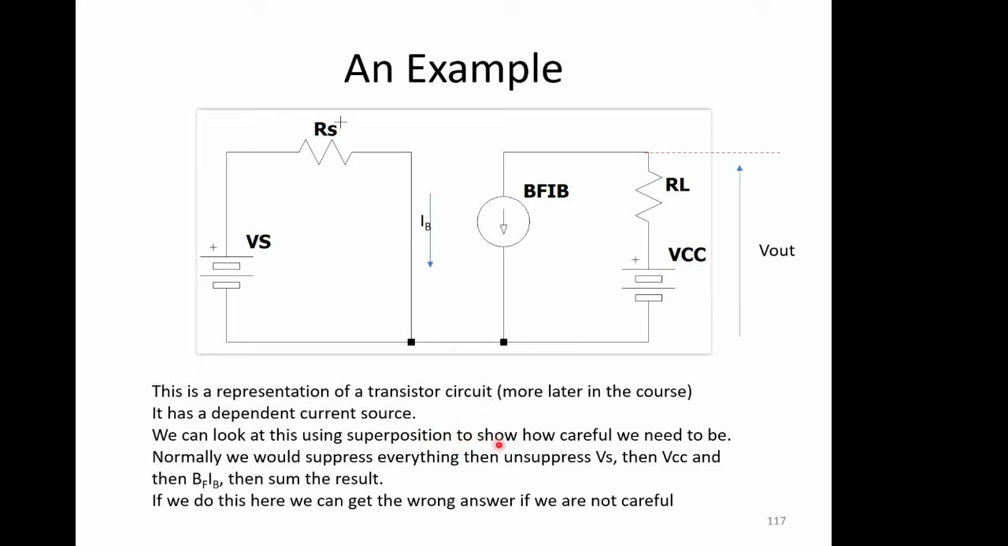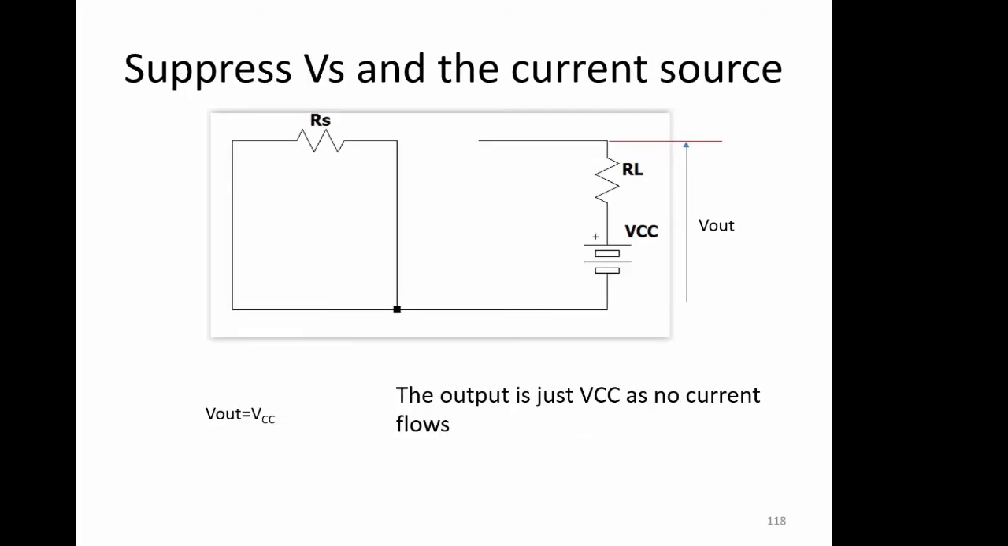And we can look at this using superposition just to show how careful we need to be. So the normal approach will be to suppress everything and then unsuppress sources one at a time and then add up the results. So we would unsuppress VS first, maybe then VCC, and then the current source BFIB, and then add the results up. And if we do this here, we can get the wrong answer in several different ways depending on how we interpret it. If we're not careful, we get the wrong answer; we get the right answer if we are careful.